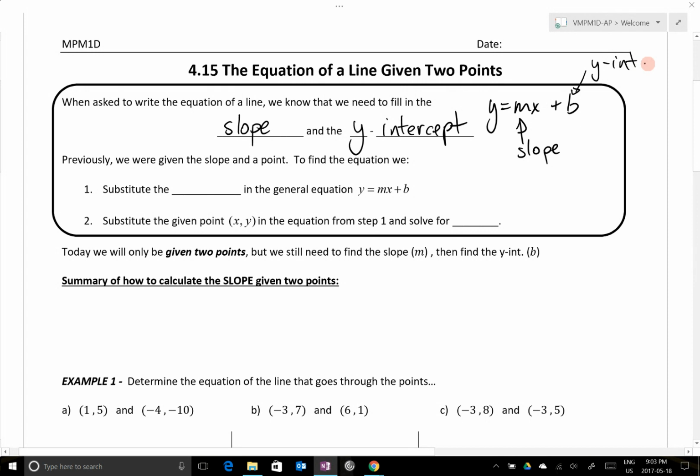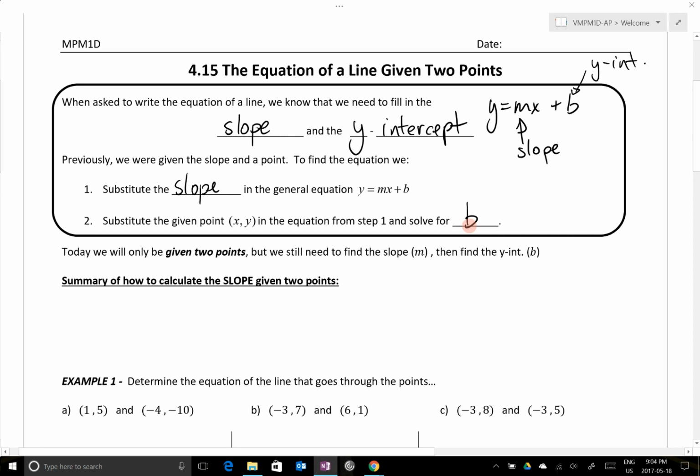So previously you were given the slope and a point, and we can use that to find an equation of a line. To find the equation, we would substitute the slope in the general equation, y equals mx plus b, and then you'd substitute that point x, y in the equation from step 1 and solve for b. Now, what if you're not given the slope? What if you were given only 2 points? You still need to find the slope, and then you need to find the y-intercept.